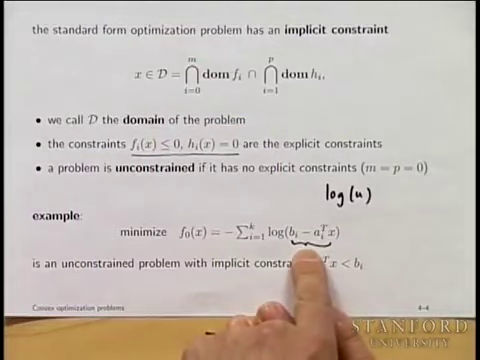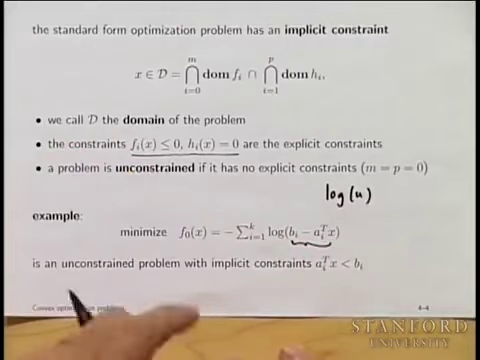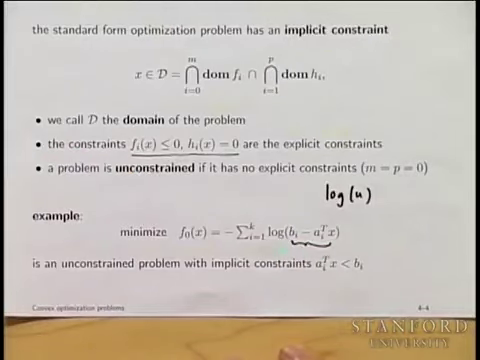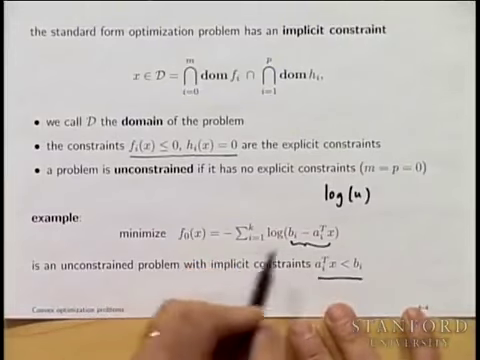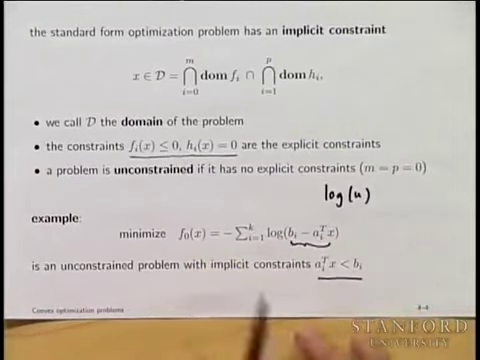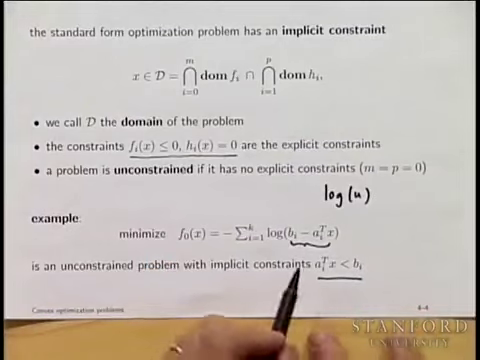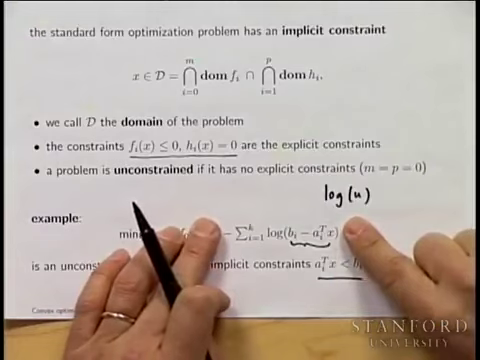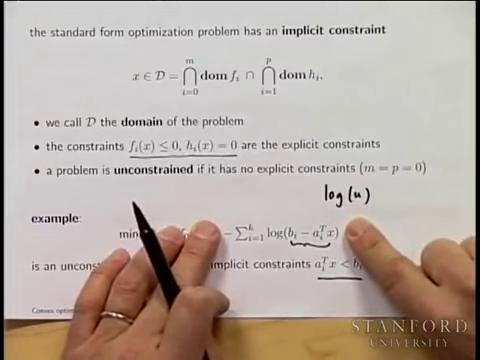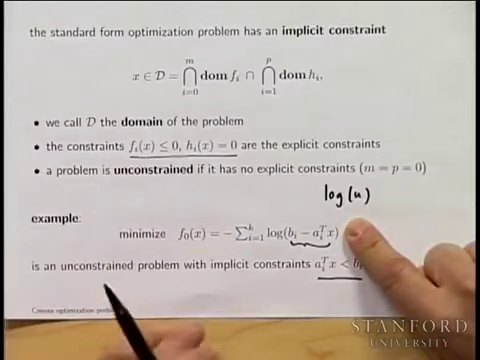Now, to say that bi minus ai transpose x is positive says that there's actually a positive slack in the inequalities ai transpose x less than bi. So the set of x that satisfies this is actually an open polyhedron, which is the domain of this function. On that open polyhedron, this function is convex, smooth, everything.